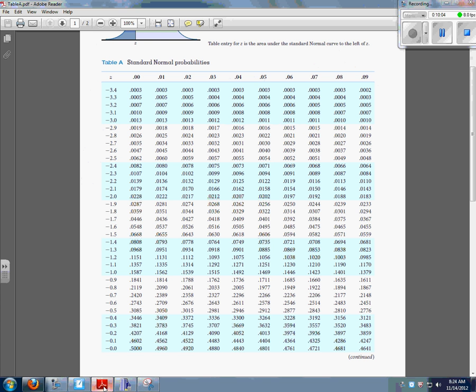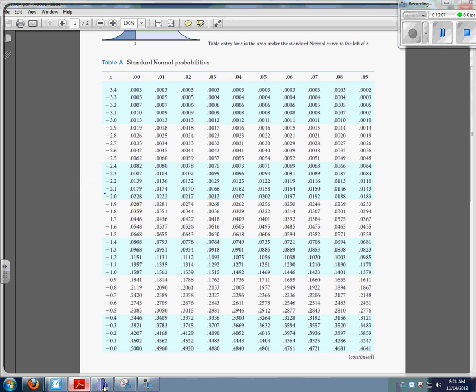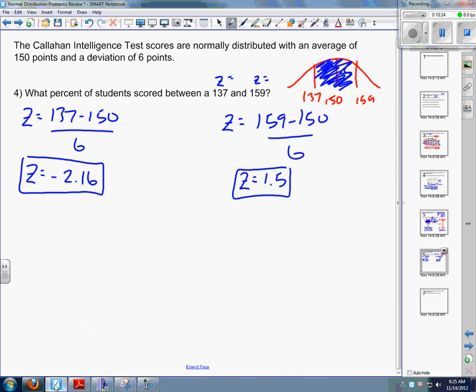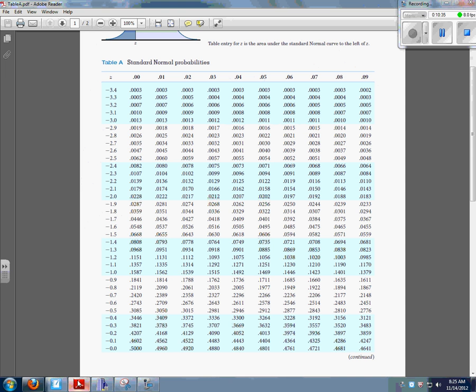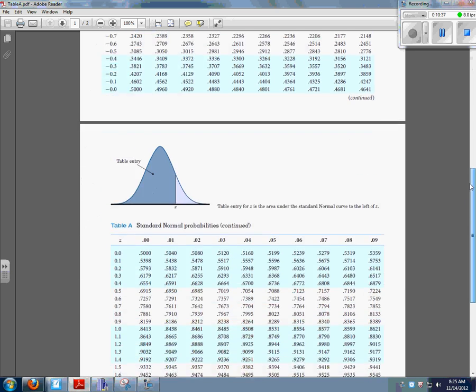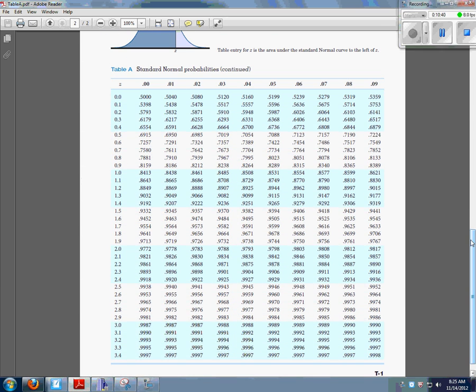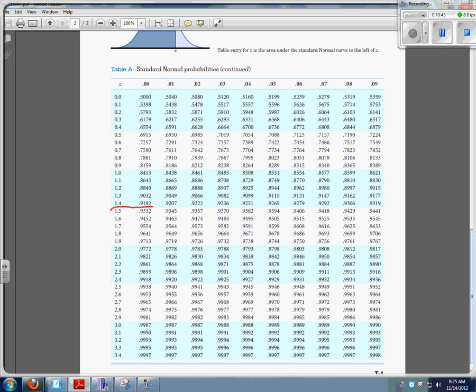So negative 2.16. So negative 2.1, come over here to the 6. All right, so that's 1.5% of the data is to the left of that. So I'm going to come back to the picture here, and this corresponds to 1.5% of the data to the left of that. Now I'm going to go back to the table. I've got to find 1.5, so I need to go to the positive one. 1.50 is this one right here.